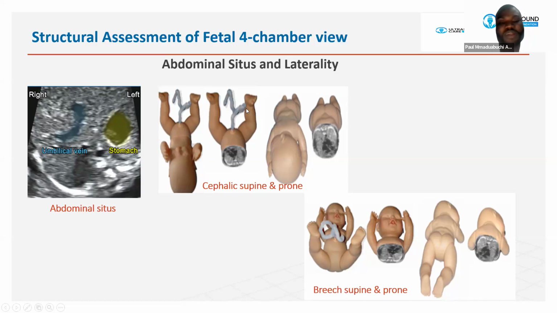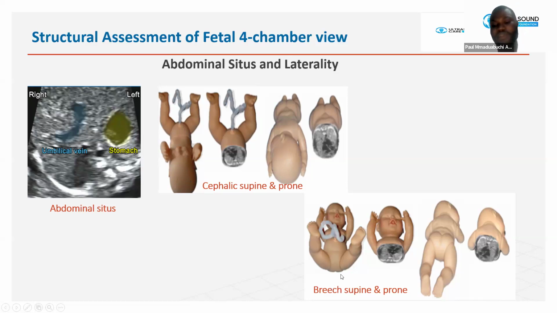So when it comes to the laterality, when you are seeing the apex of the heart moving in this way, the apical view, you know that the fetus is lying cephalic and supine, where the baby is facing up and the spine is down. However, if the apex is back up, showing down, you will know that it is cephalic, but in a prone position.